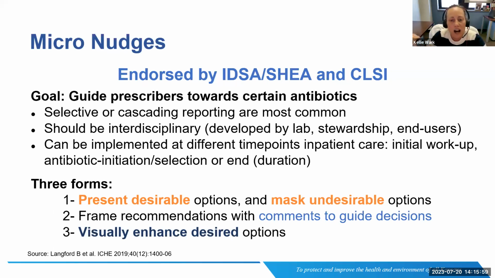For example, you would hide something in the result, and I'll give an example of some phrases. Another option is you can frame recommendations with comments in the result. So you could put something like, there's no MRSA or there's no Pseudomonas in this, so unlikely that, you know, blah blah blah would be needed. Another form of doing this is visually enhancing the desired option, so really highlighting what is positive or negative, or hiding what's negative. Next slide.